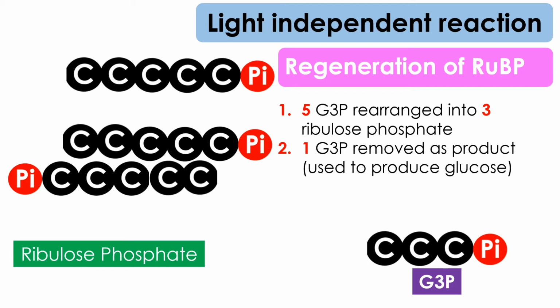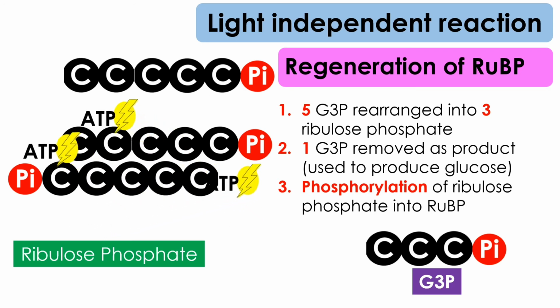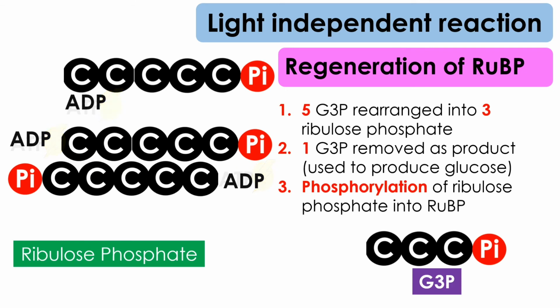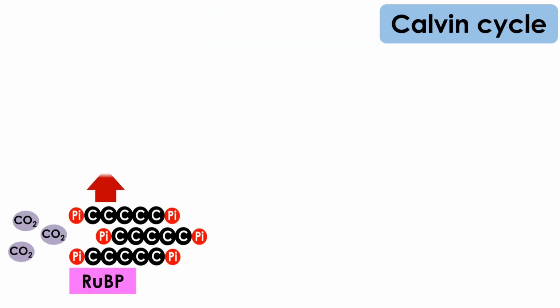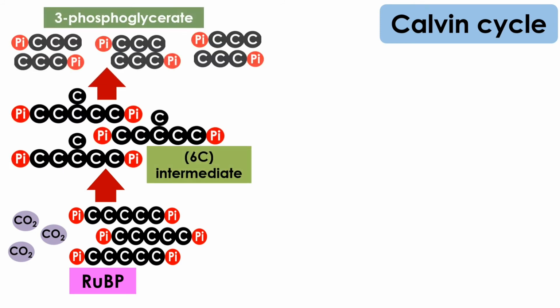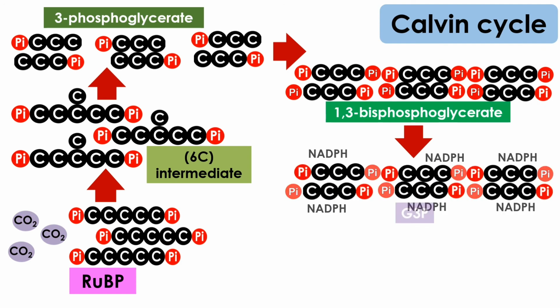Since only 5 out of 6 G3P are needed in regeneration of RuBP, the one extra G3P can be removed as a product. In the final step, 3 ATP are needed to phosphorylate ribulose phosphate into ribulose 1,5-bisphosphate, or RuBP. The RuBP can be reused in the next round of the Calvin cycle. Since RuBP is used and regenerated, this is why the Calvin cycle is a cycle.